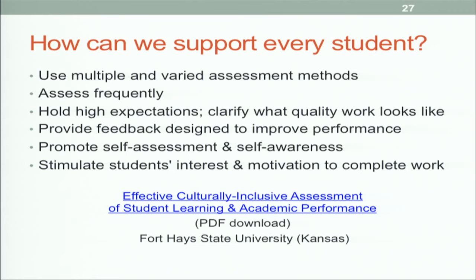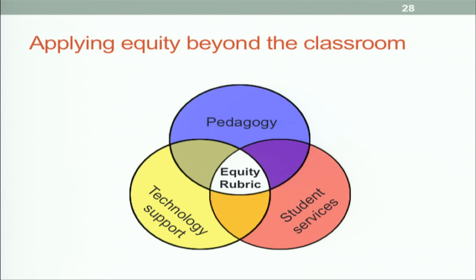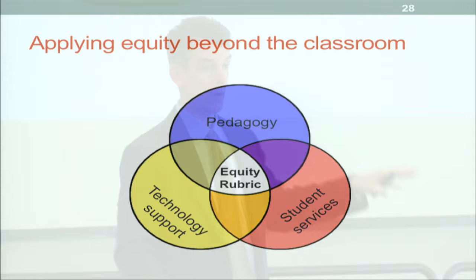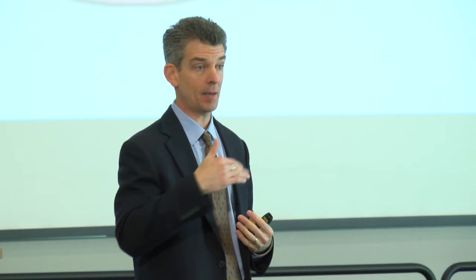So I'm going to move to this just for the sake of time because I want to do another activity with you all. Like we did with Universal Design for Learning, we started thinking of it in different contexts. I gave examples of using equity principles from this rubric we created for learning situations. But I mentioned that the people who helped us create it came from different aspects of the campus support network. And so technology help desk staff, student services staff, et cetera.